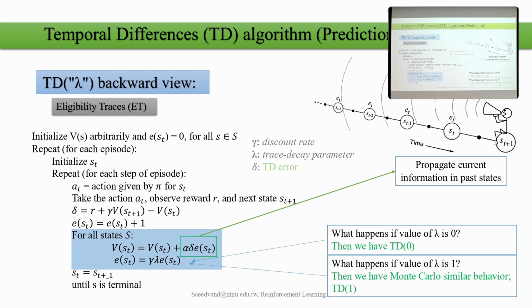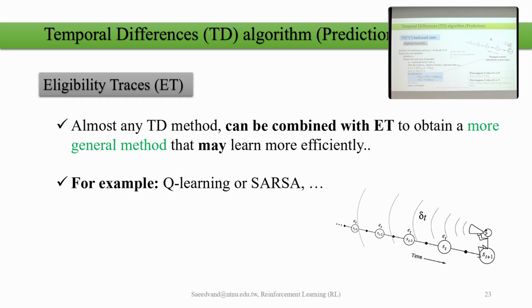So after that, we update the state. This should have been 1. We move to the next state, and until the state is terminal, we can continue. When it's terminal, we can terminate the algorithm and it finishes.